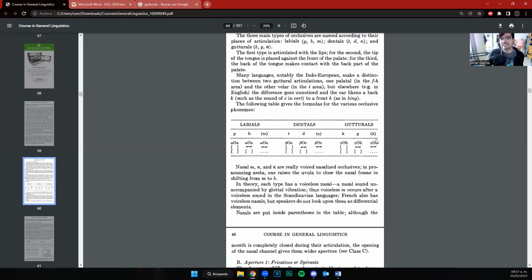Then we are going to be having the dentals. Dentals is when you use your teeth to produce the sounds that we are going to be seeing with these letters. T, T. As you can see, you put your tongue behind the teeth, and you produce this sound: T, T, T, T. Every time that you are producing this sound, it's important to put your tongue behind the high teeth.